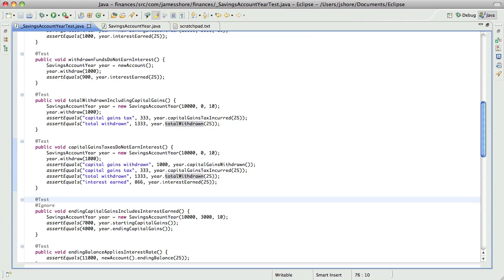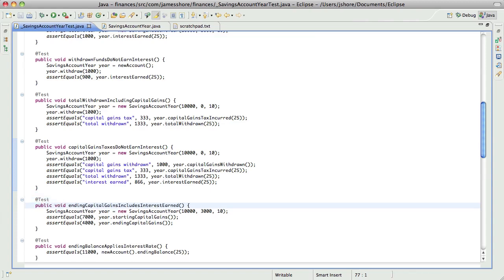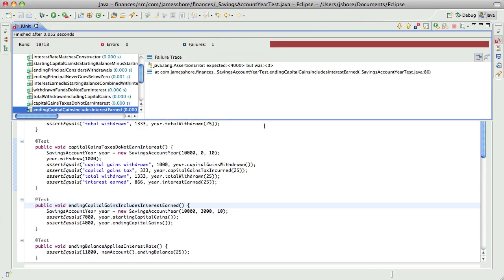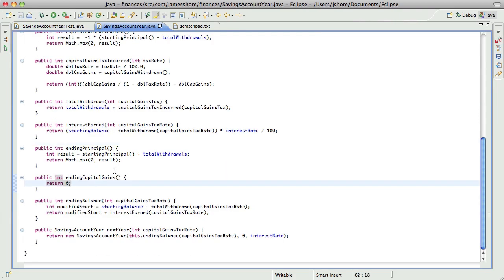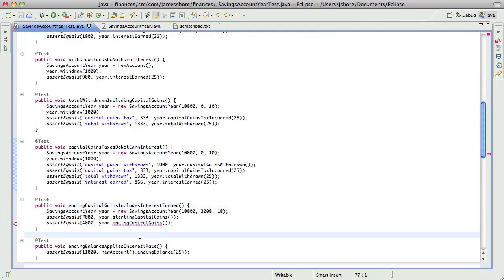And now we can look at our ending capital gains includes interest earned. So 4,010. So ending capital gains is simply going to be starting capital gains plus interest earned. That's actually not entirely true. If we've withdrawn some of our capital gains, then that's not what our ending capital gains is going to be. Let's make a note of that before I forget.